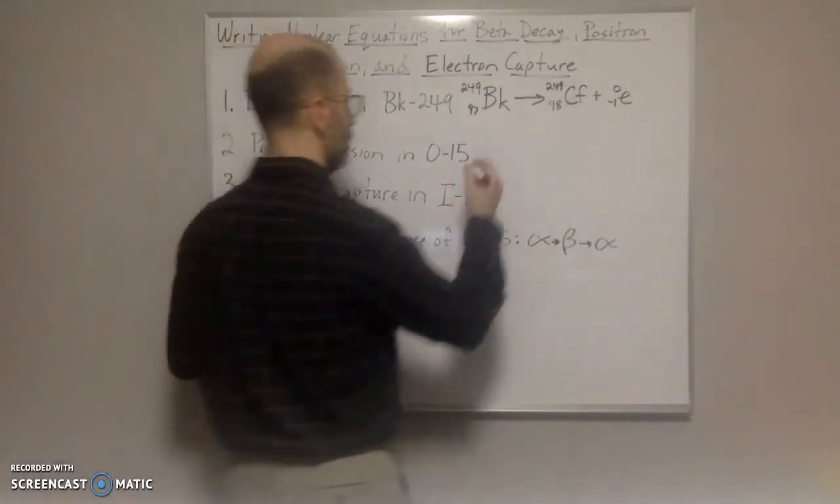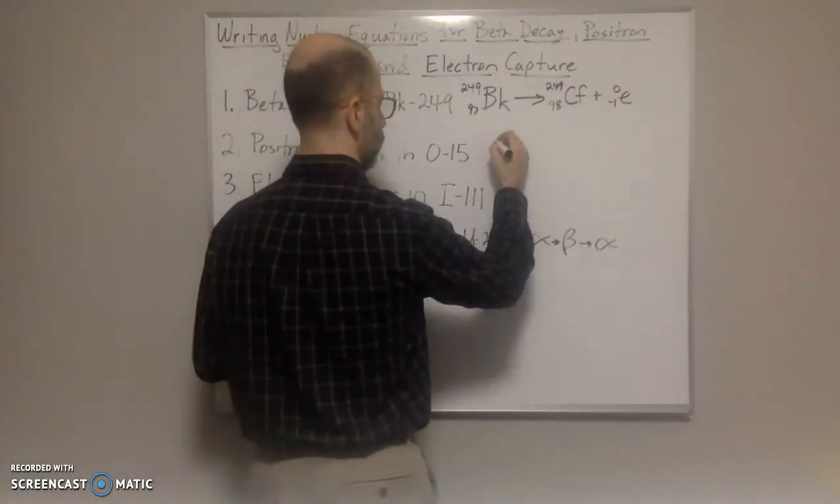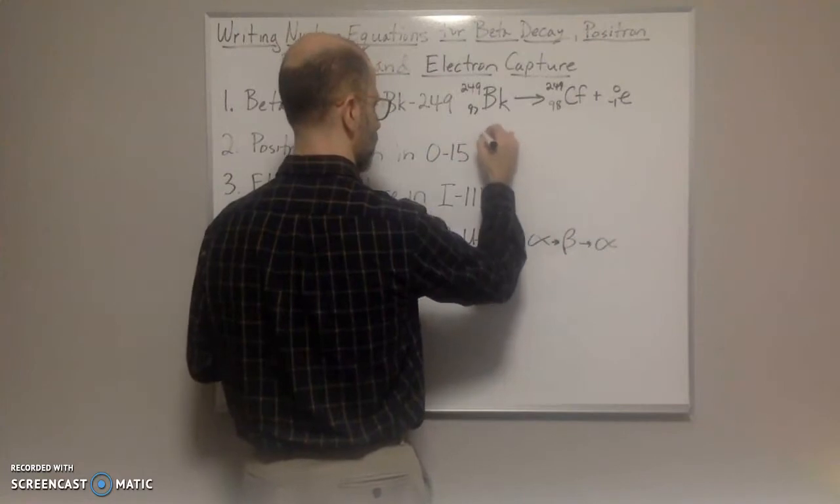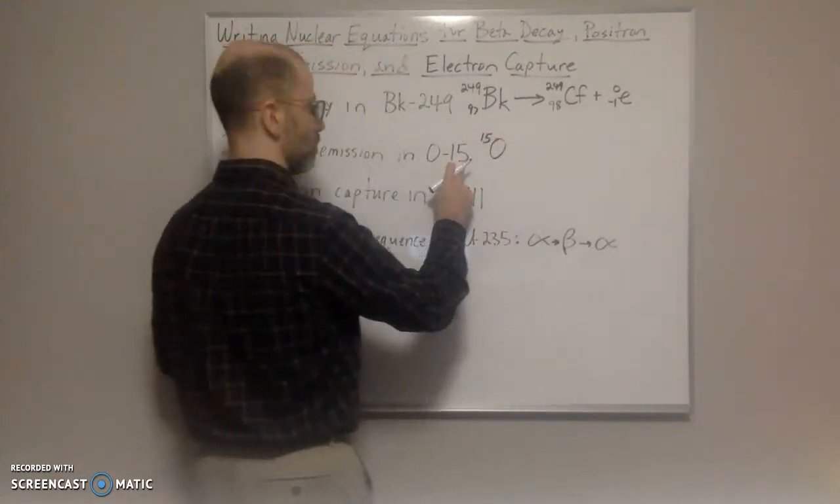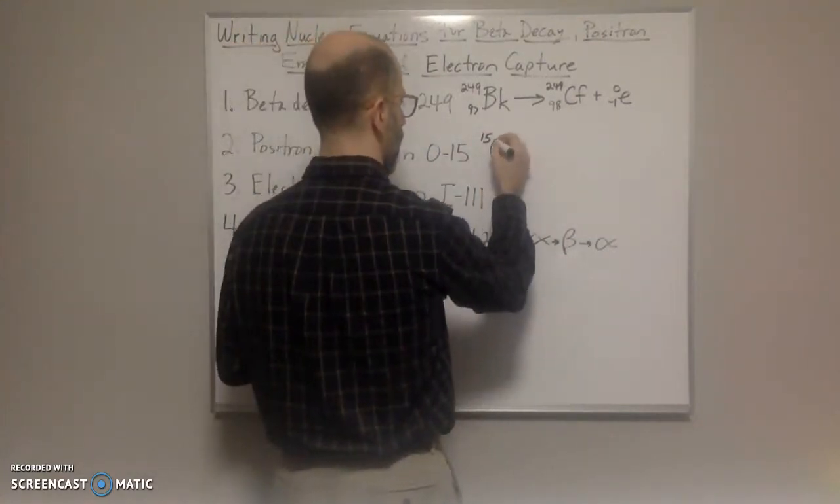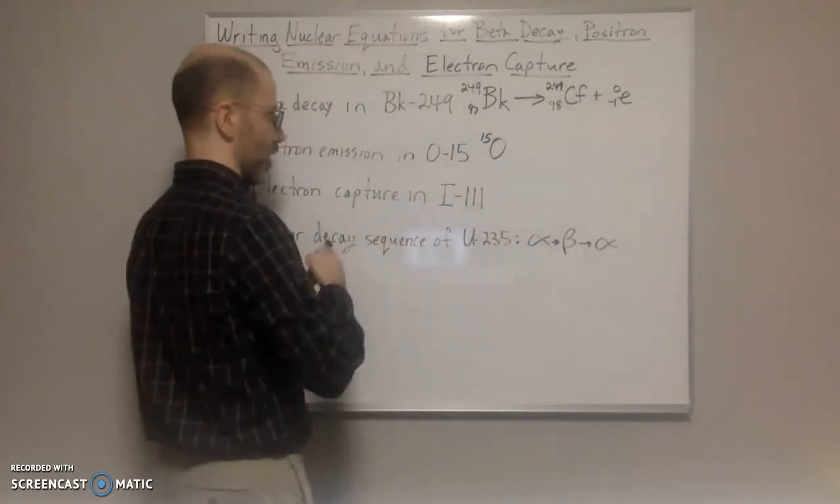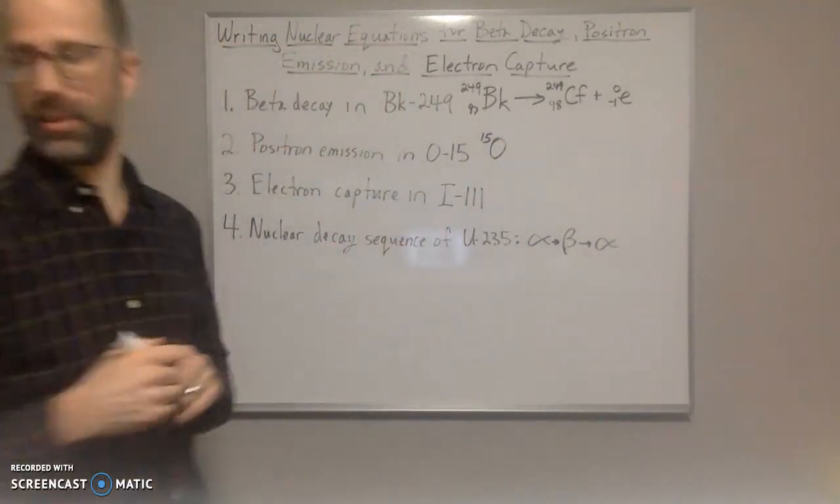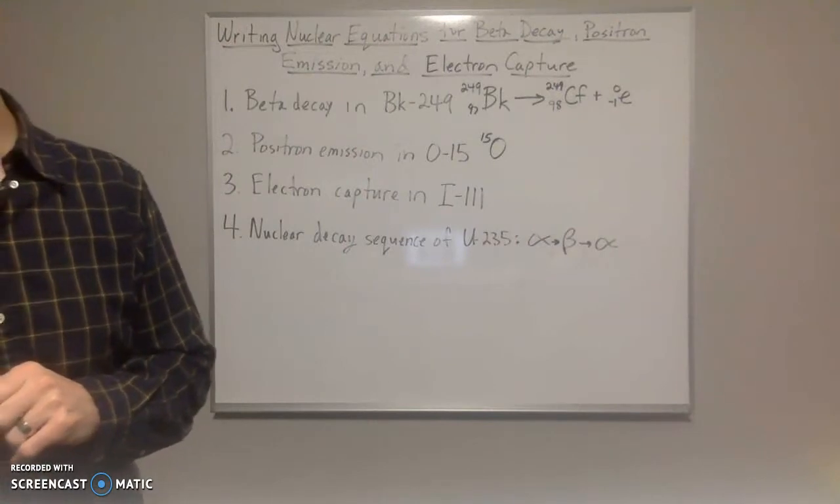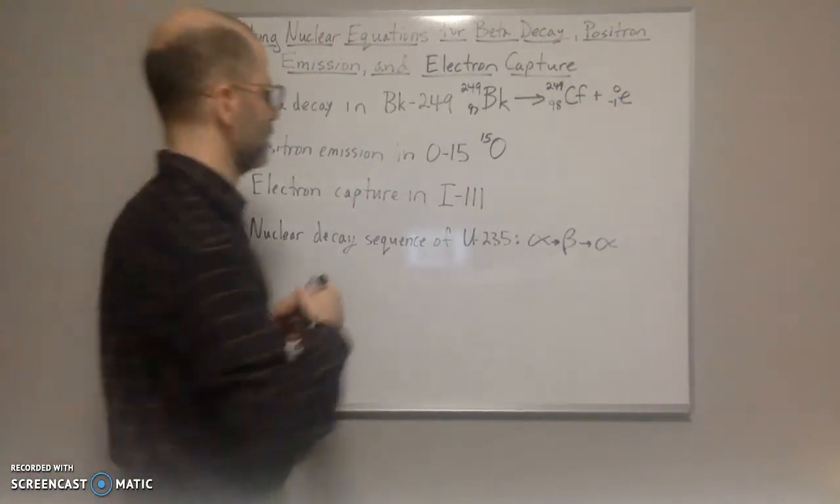So here we're going to start with oxygen-15. This is the mass number. The oxygen atomic number is 8. Let me double check that. Yes, 8.